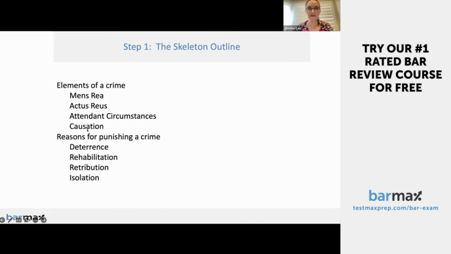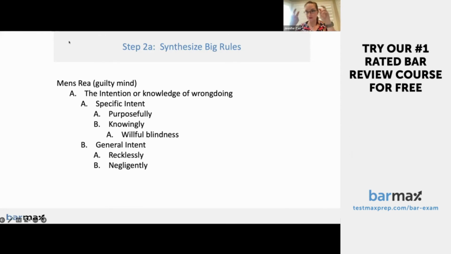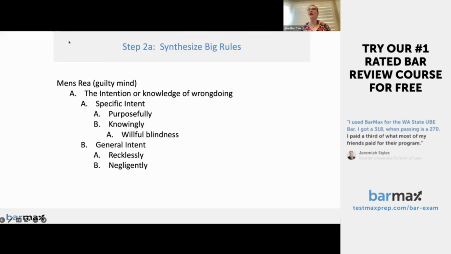So, you might have the elements of the crime, and then this would be from my syllabus, and this would be from the headings in my book. And then you could use these from what I would call the big rules.